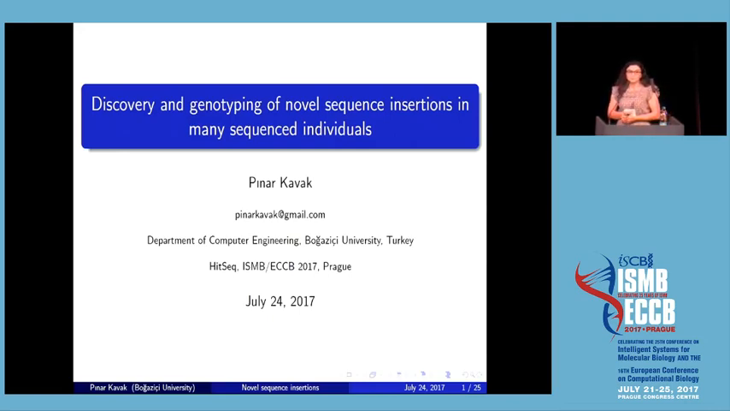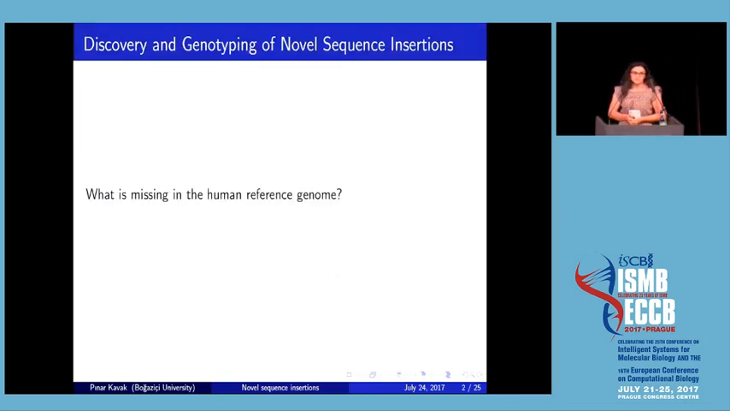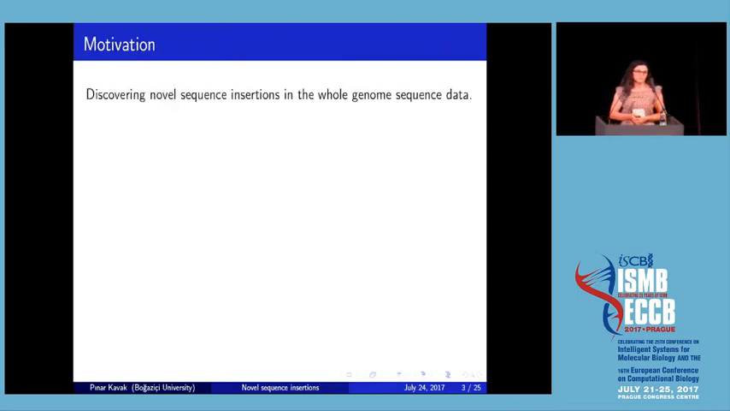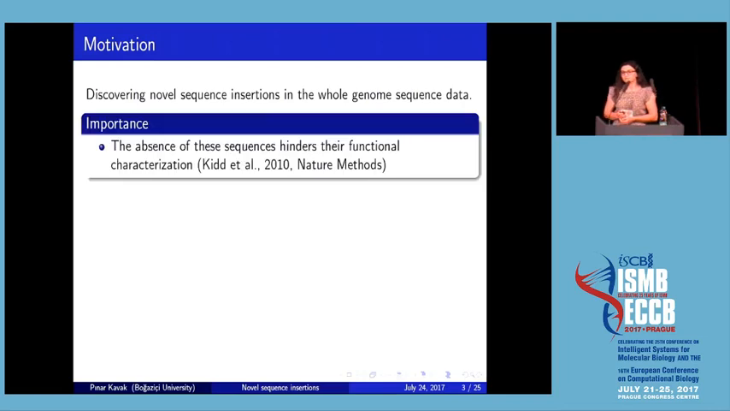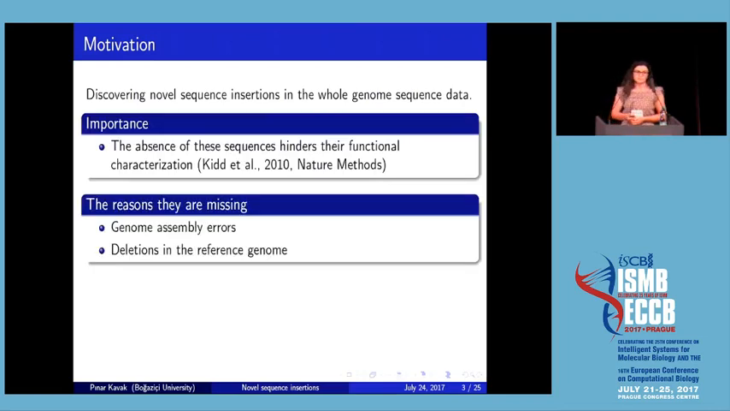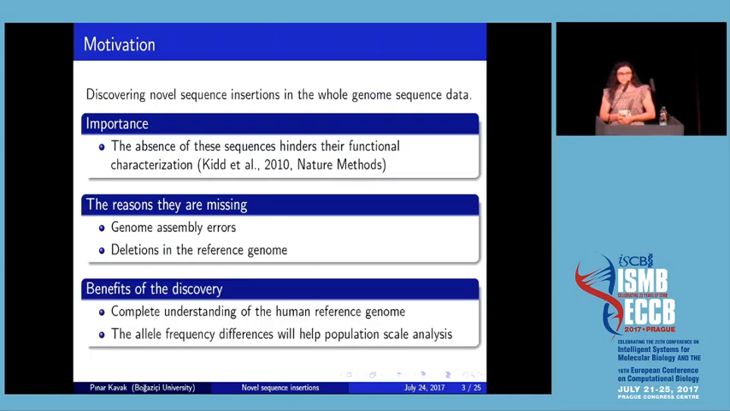Good afternoon, everyone. I'm going to present our study called Discovery and Genotyping of Novel Sequence Insertions in Many Sequenced Individuals. In this study, we are trying to answer the question, what is missing in the human reference genome? Our purpose is to discover novel sequence insertions in whole genome sequence data because these sequences have important functional characterizations. They might be missing in the human reference genome for two reasons. Either genome assembly errors occurred while generating the human reference assembly, or they are deletions in the human reference. Discovering them will help to completely understand the human reference. Also, the allele frequency differences will help population scale analysis.